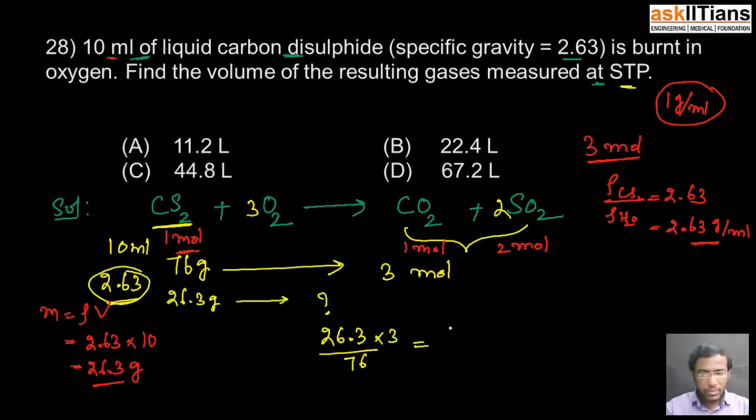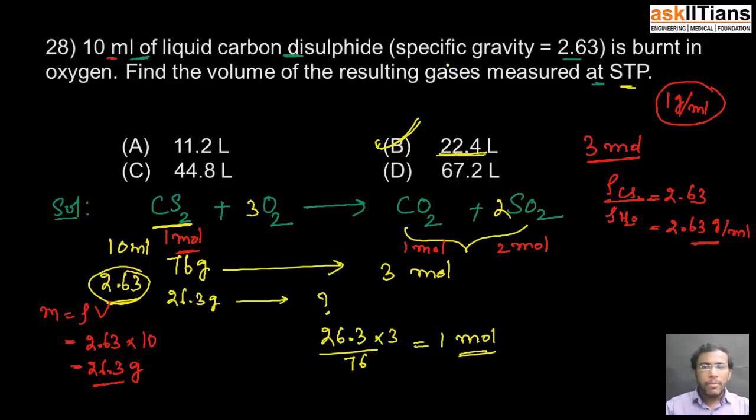So this value will come approximately close to 1. 1 mole of the mixture you will get. So how much is 1 mole of the mixture at STP? It occupies 22.4 liters. So B is the correct option. Okay, so B is the correct one.